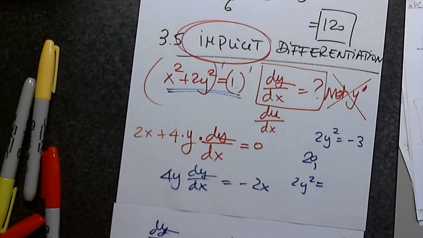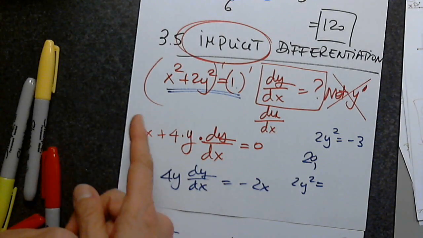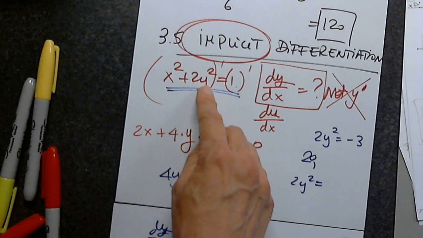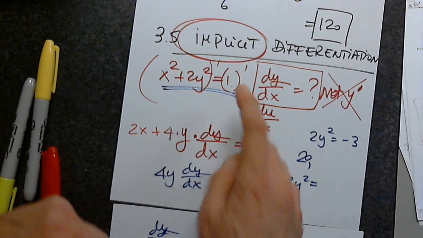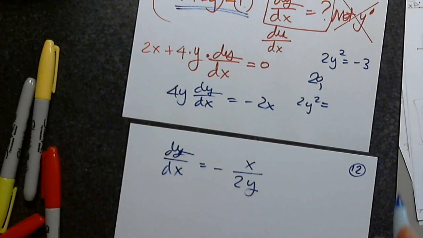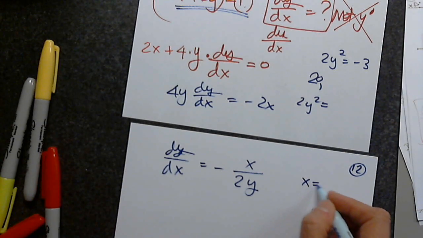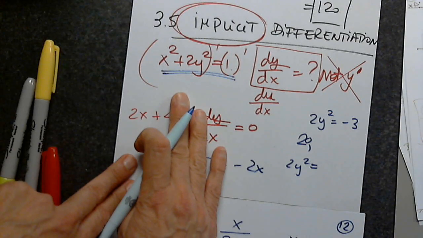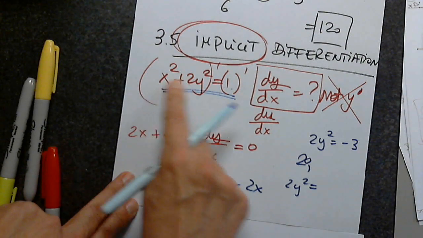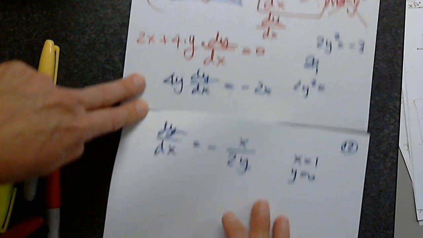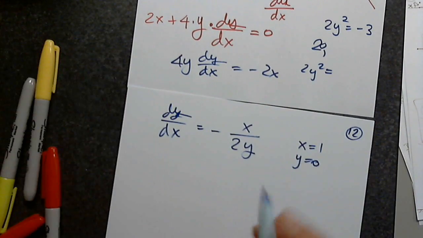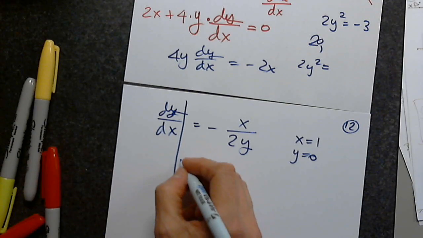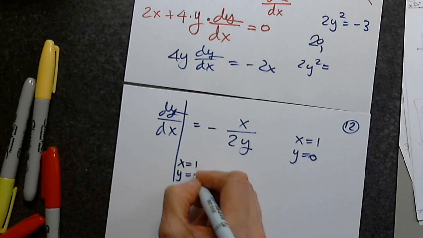Yeah, do 0. The answer is only if I have 0 and 1, right? Only when x is 1 and y is 0 can I get 1. That's my only point. So let's take a look. So x equals 1, y equals 0. Is this a point on this equation? Yes, it is. When x is 1 and y is 0, I get 1. So now I can even evaluate, and that's how we write it, as x equals 1 and y equals 0.